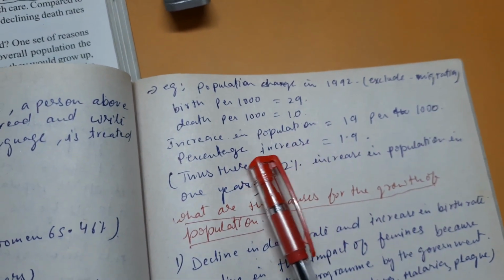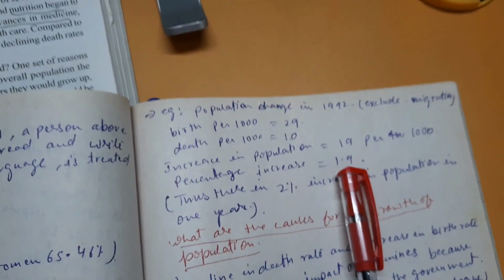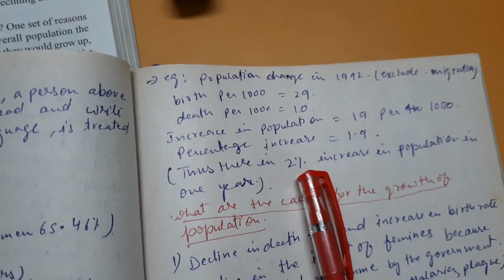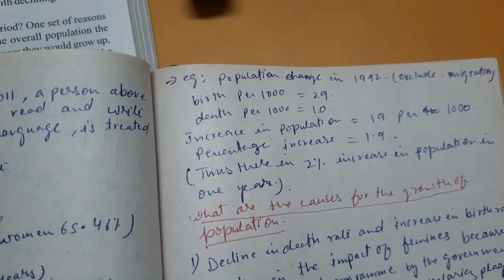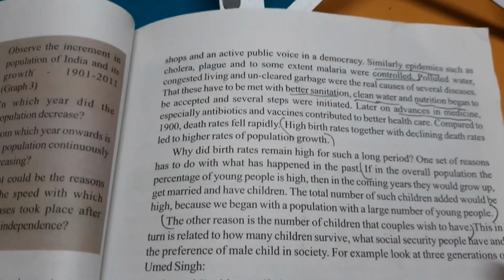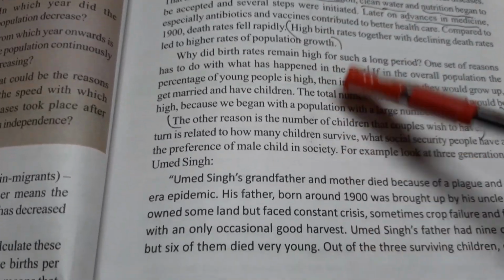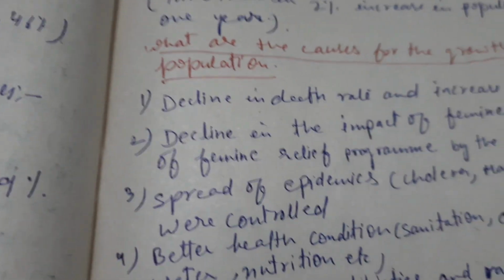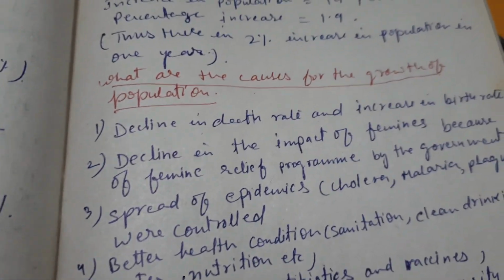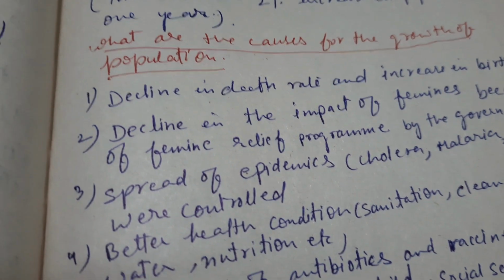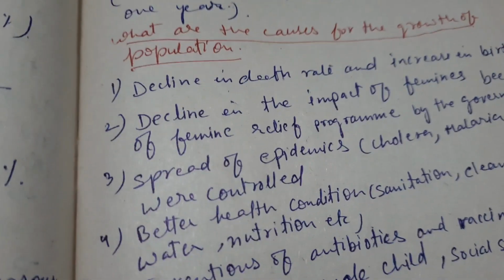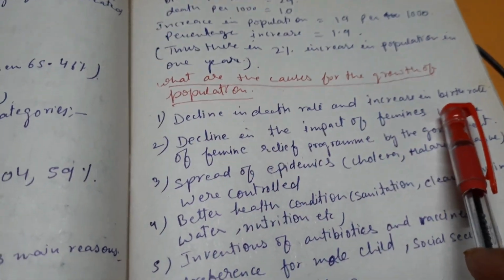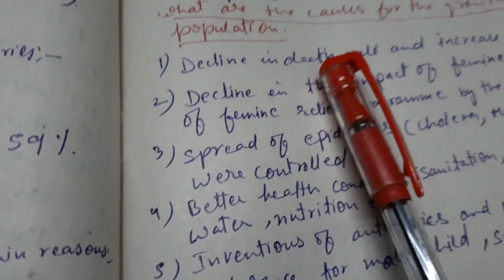If we change it into percentage, we will get 1.9. That means almost 2% increase in population every year. Is it clear, children? There is a 2% increase in population every year in our country. Now children, read these topics and we will find what the causes are. What are the main causes for the growth of population? I have noted in the first point: decline in death rate and increase in birth rate. This is the first point for the increase of population.